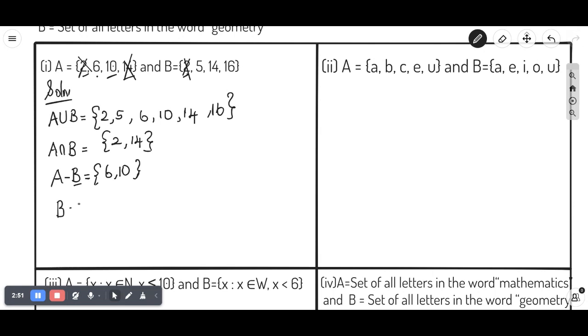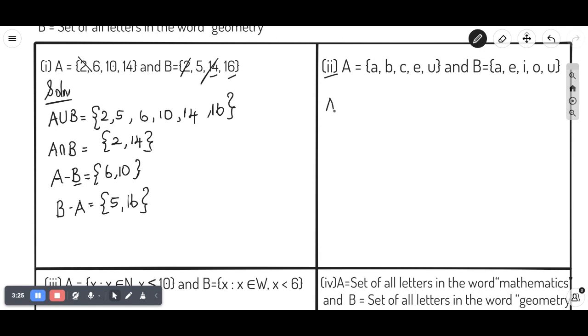And B minus A, you have to check in reverse. Reverse means you have to take away the elements of A from B, which means you can write your B set but exclude all the elements of A. So let us start writing our B set. 2 is there in A, so you can't write 2. Then 5 is not there in A, so you can write 5. 14 is there in A, so you can't write 14. Then move on to the next one, 16. If you understood this question, let us move on to our second question.